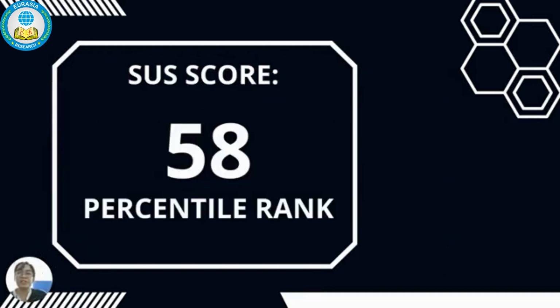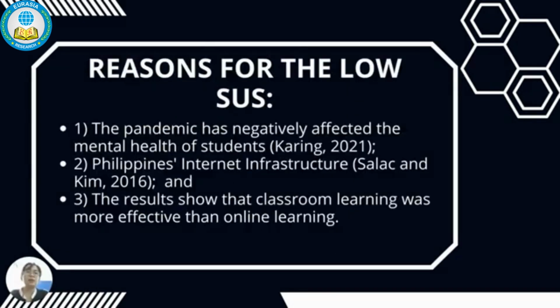And then based on a research, an SUS score above 68 percentile rank would be considered above average, and anything below 68 is below average. So the result of the SUS score is 58 percentile rank of the study, and unfortunately, it is below average. So the question now is why? What are the reasons for the low SUS?